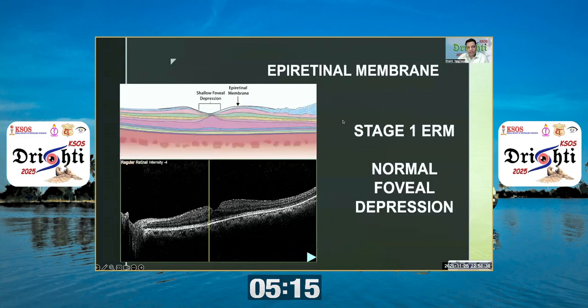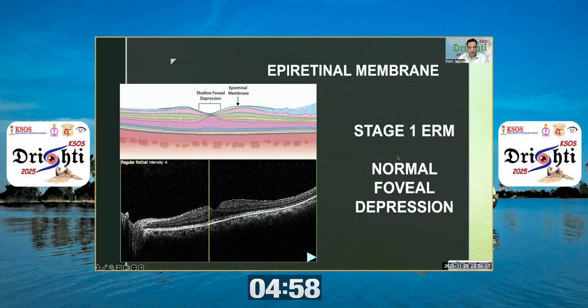Now let's come to the epiretinal membrane. Epiretinal membrane is also a consequence of PVD. I'm talking here about idiopathic epiretinal membranes. We have the stage 1 epiretinal membrane. Stage 1 ERM will have a hyperreflective membrane on the retinal surface, and the foveal depression will be normal.